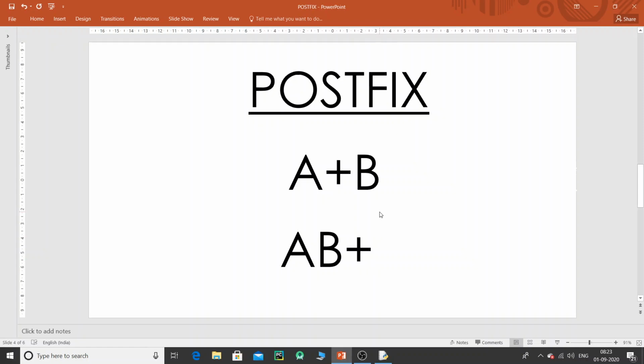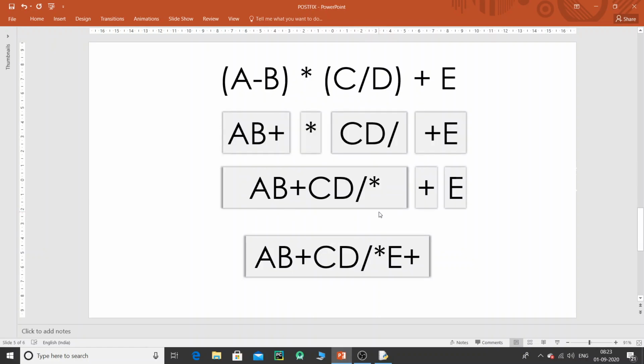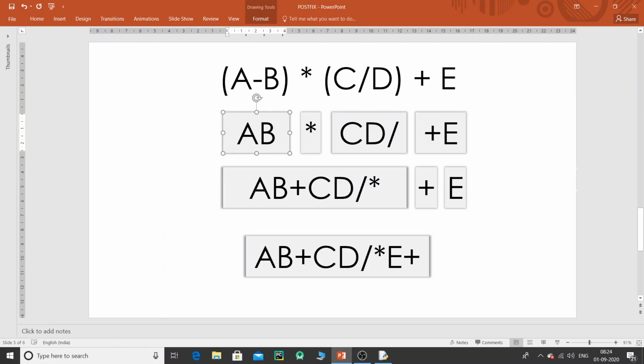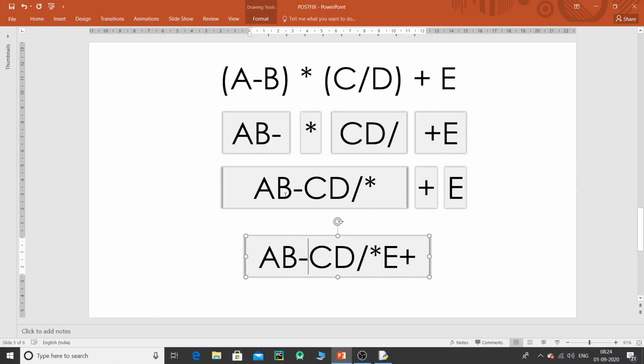Now let us go to the next slide. Let us understand how we are going to solve this using the same technique, that is how we are going to do the polishing of the strings manually. Now (a minus b) into (c divided by d) into (plus e). Basically as per the rules we are going to solve the brackets first. So a minus b I can write as ab minus, right? So I'm using the postfix expression.